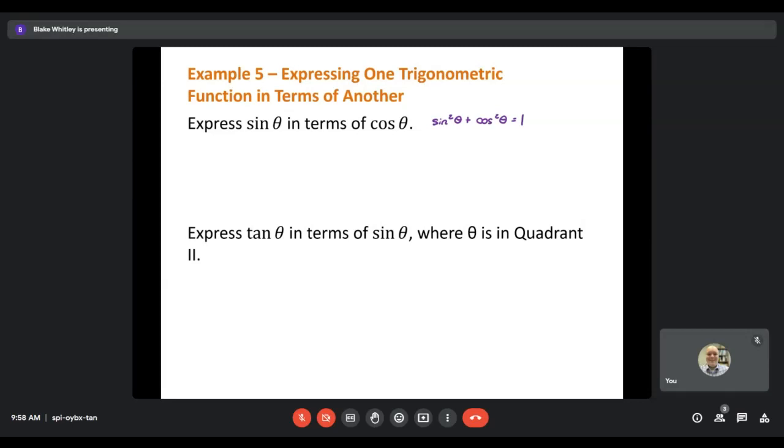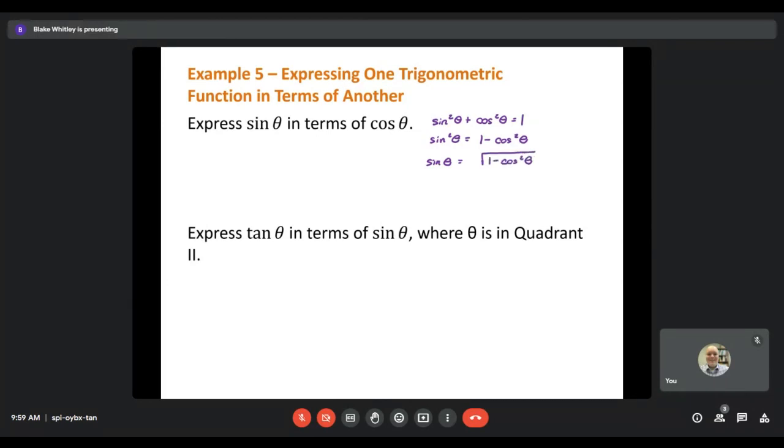And now, since we're trying to get sine in terms of cosine, that means I want to solve this for sine, get sine by itself. Well, to do that, I need to move my cosine to the other side. So we're going to get sine squared theta is equal to 1 minus cosine squared theta. And then finally, to get sine by itself, I need to take the square root of both sides.